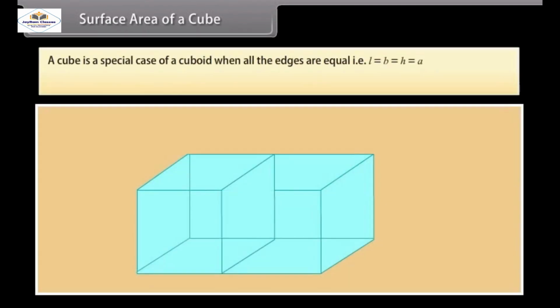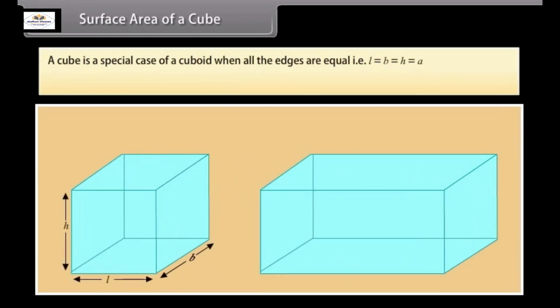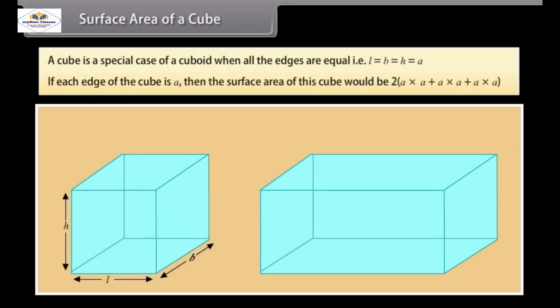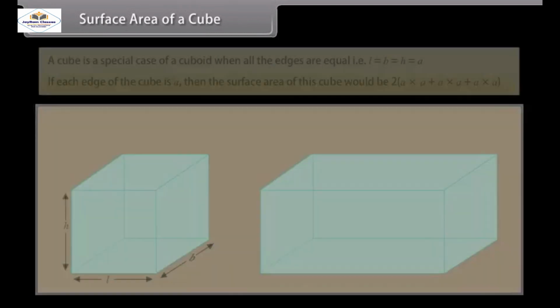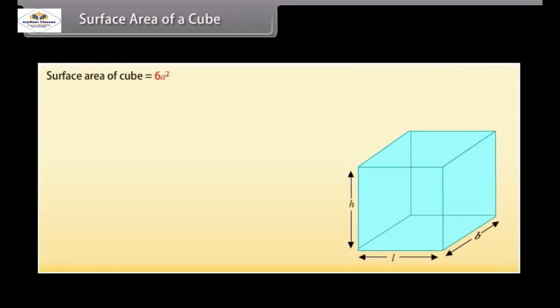Surface area of a cube. A cube is a special case of cuboid when all the edges are equal. That is, L is equal to B, which equals H. If each edge of the cube is A, then the surface area of this cube would be 2 into (A into A plus A into A plus A into A), or we can write it as 6A square.